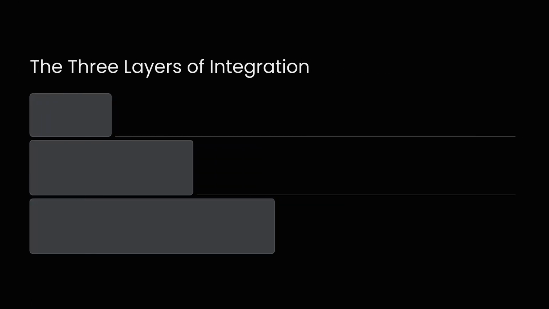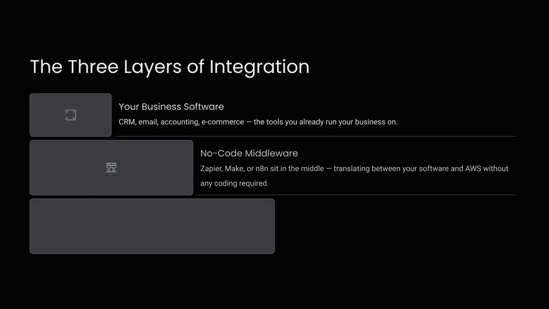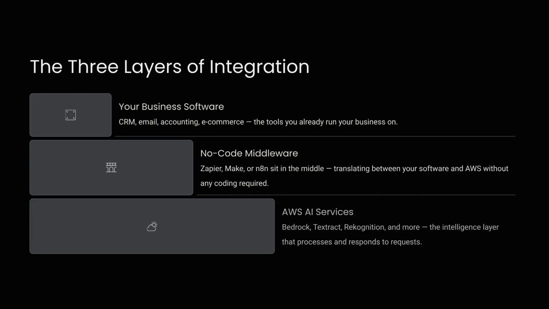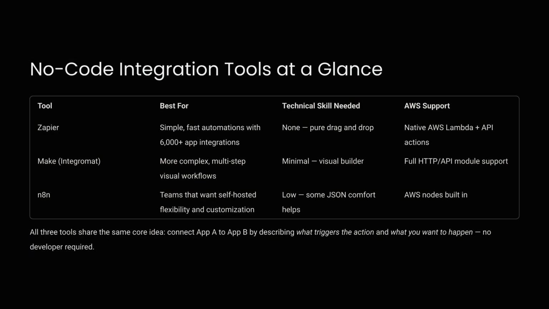Integration involves 3 layers. At the top is your existing business software. In the middle is no-code middleware like Zapier or Make, translating between your software and AWS. At the bottom are the AWS AI services like Bedrock, providing the intelligence layer. No-code integration tools like Zapier, Make, and N8N simplify connecting applications. They all allow you to describe the trigger and the desired action without needing to write any code.